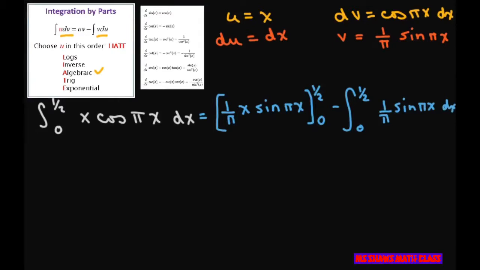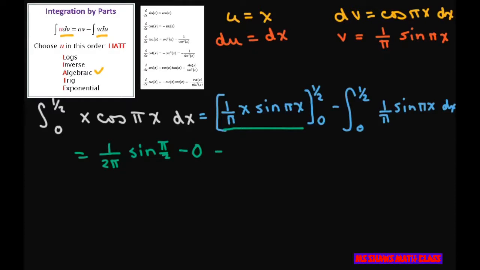So continuing on, I'm going to evaluate this. So I plug in 1/2. When you plug in 1/2, you're going to get 1 divided by 2 pi and sine of pi divided by 2, minus, and when you substitute x for 0, you're just going to get 0.